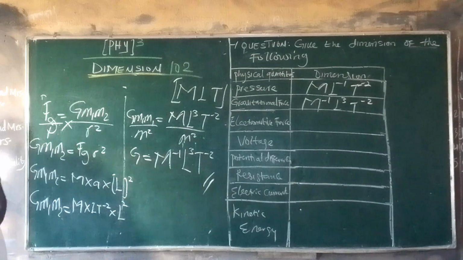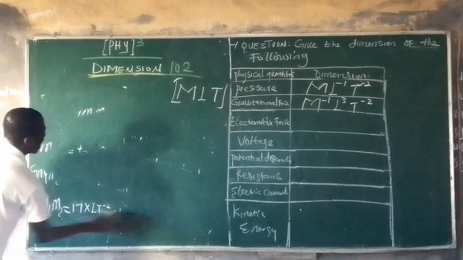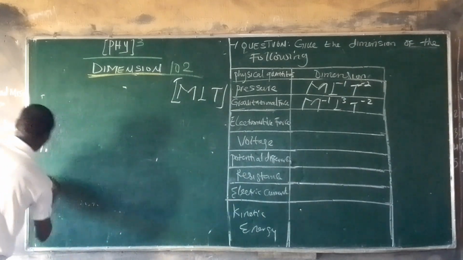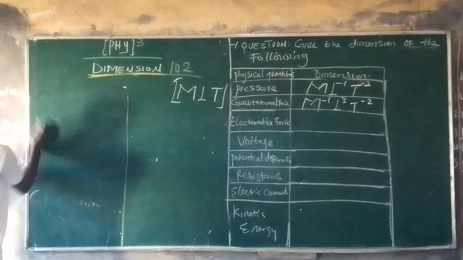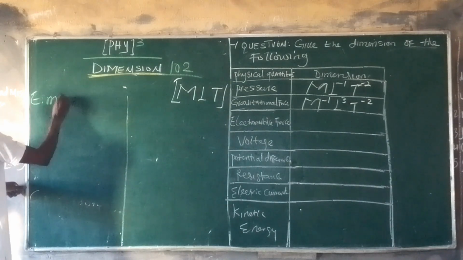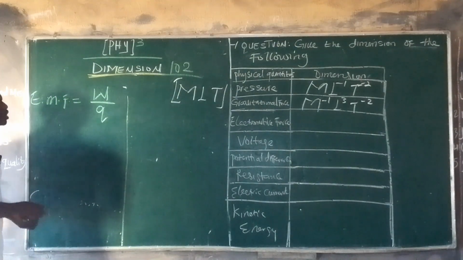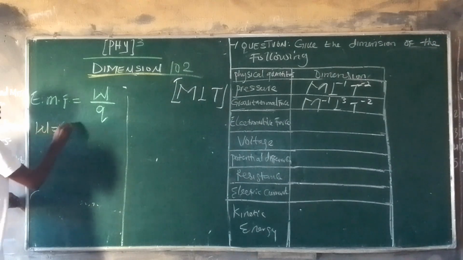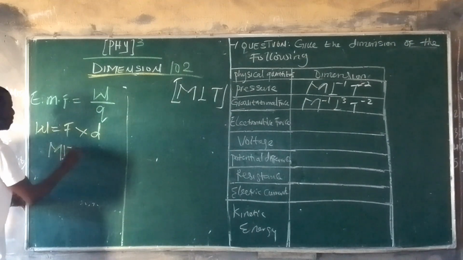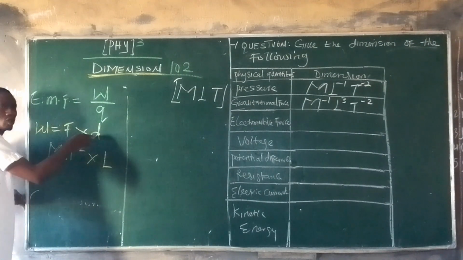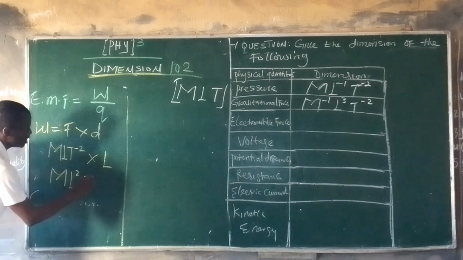Now we're going to electromotive force. Under the electromotive force, we need to find the formula for electromotive force. And the formula for electromotive force is work done over charge. Electromotive force, which is EMF, is equal to work done over charge. Well, you need to know that work done, or let's start with work done. Work done is force times distance. We know that force is MLT minus 2 times distance, which is also measured in length. 1 plus 1, this is ML to the power of 2, T minus 2.